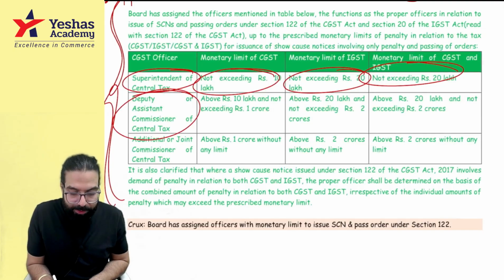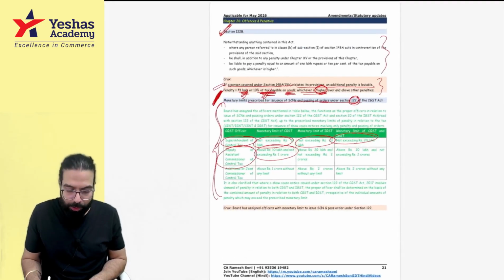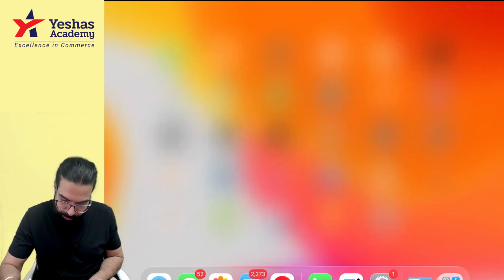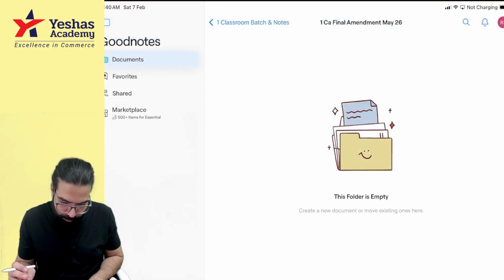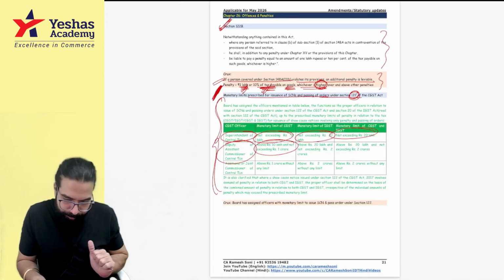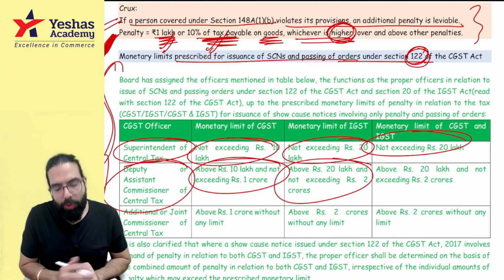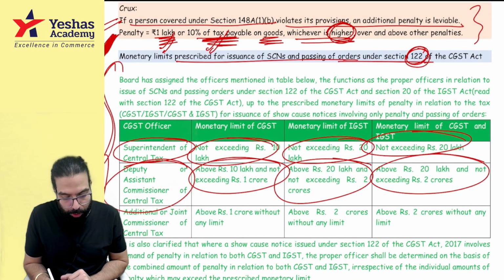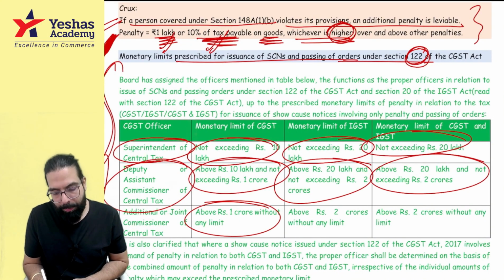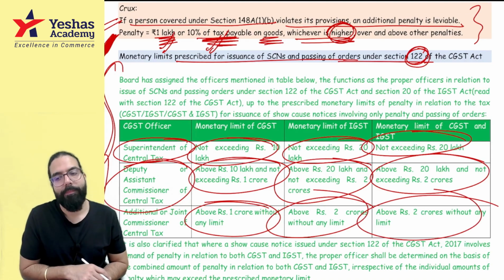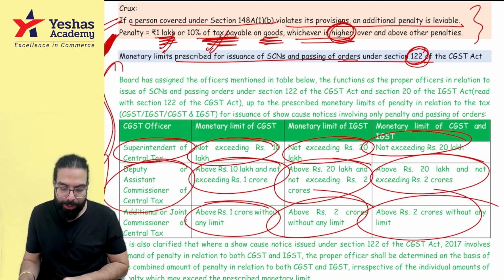Deputy or assistant commissioner: above 10 lakh, not exceeding 1 crore. Above 20 lakh, not exceeding 2 crore. Above 1 crore without any limit. Above 2 crore. That's all, same thing which I had told.